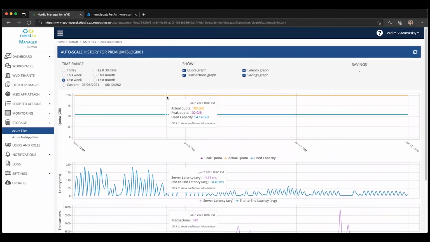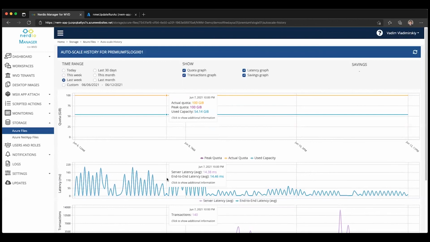how many transactions, and what the cost savings were as it relates to the peak demand. So this is the autoscale history that really allows you to better understand the behavior of storage autoscaling and understand when the quota is being increased and why it's being increased and decreased in relation to the latency and the transactions that are being seen in that particular Azure file share.